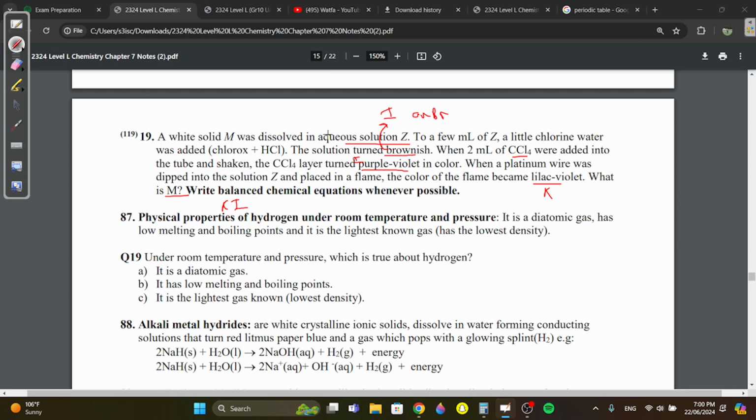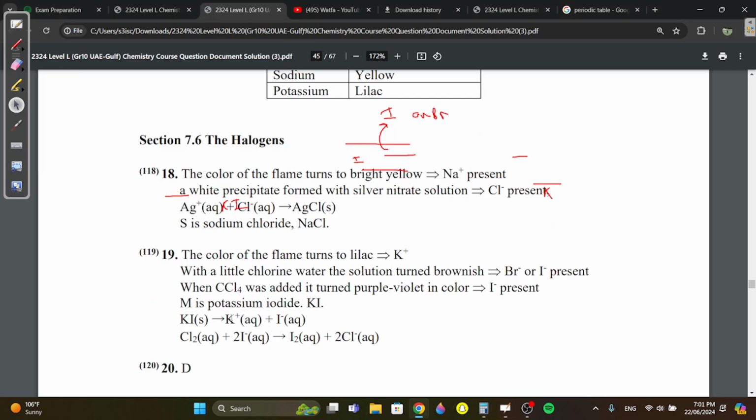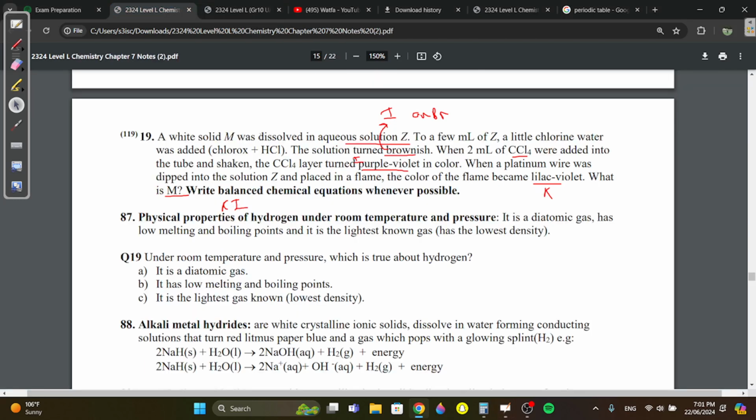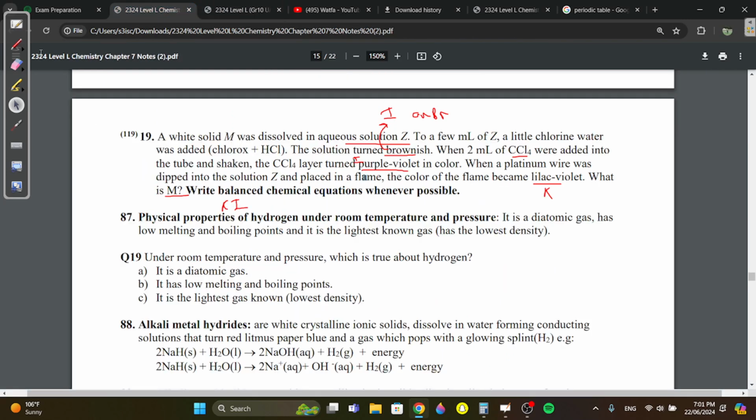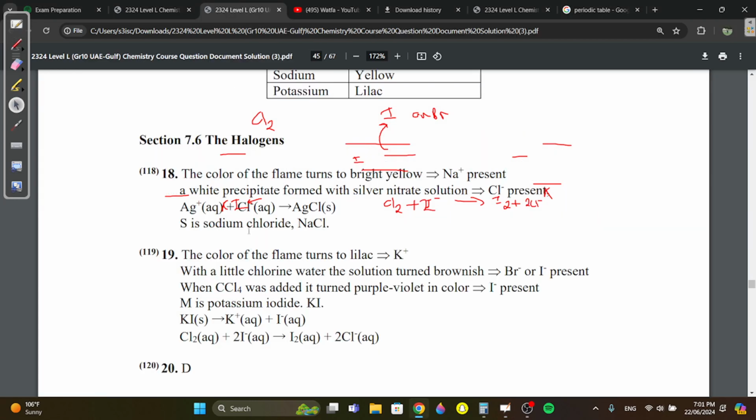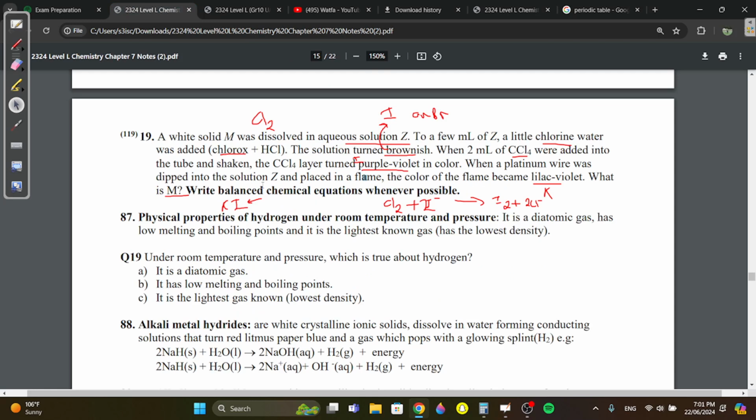Since they said it's dissolved in aqueous solution, that means it's dissociating. So that's your first one. Then the last one is a bit far-fetched, I didn't really think about this one. But they said chlorine was added, so Cl2, and we have I minus here. So it's a displacement reaction: Cl2 plus 2I minus becomes I2 plus 2Cl minus. Balance it. Is this correct? Yeah. So this is the displacement reaction.